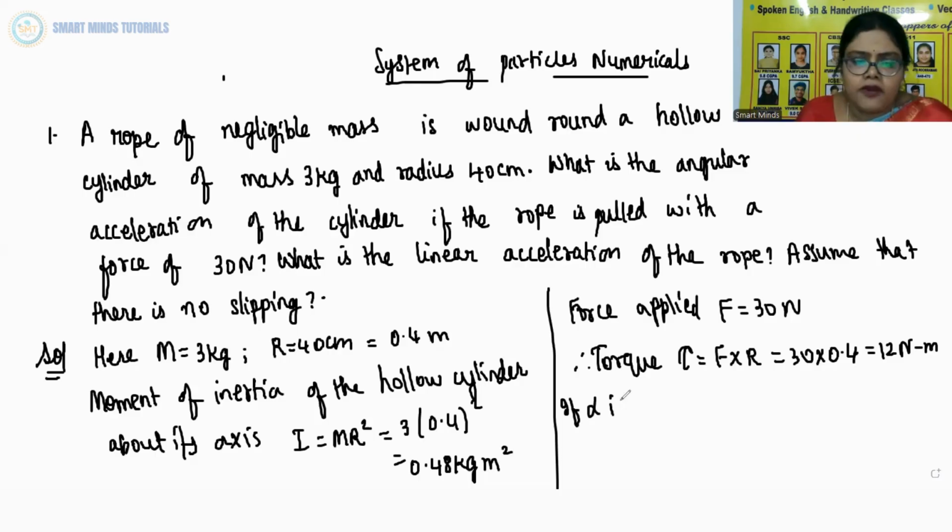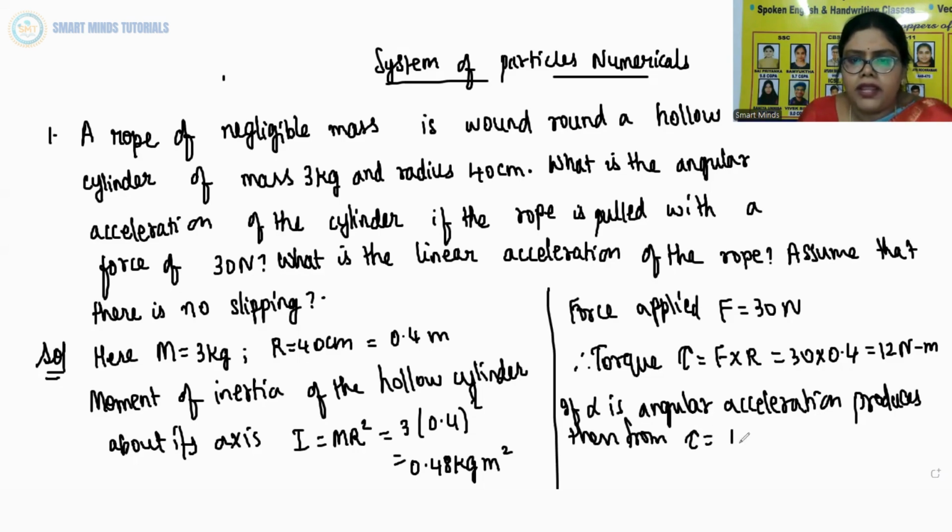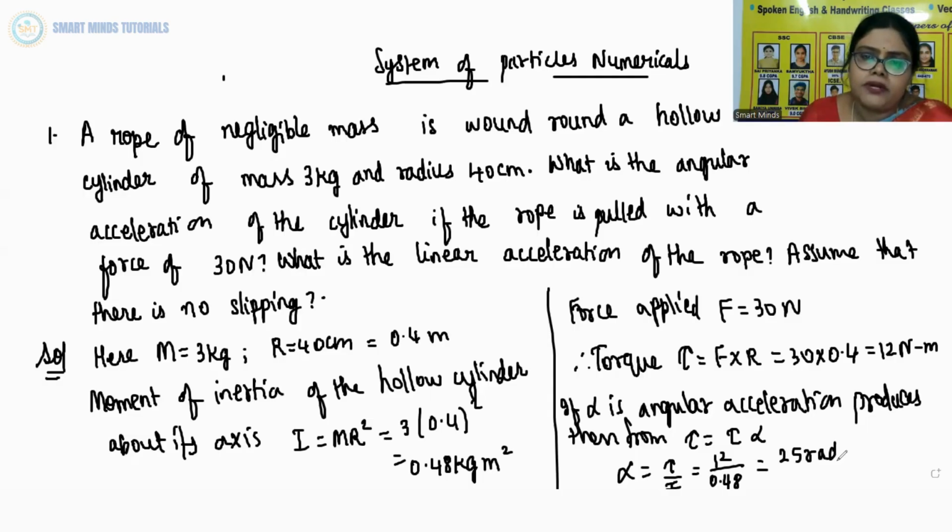Now if alpha is the angular acceleration produced, then from tau is equal to I alpha, we can find out alpha. Alpha is tau by I. So tau is 12 by I is 0.48. If you divide this, you will get 25 radian per second square.